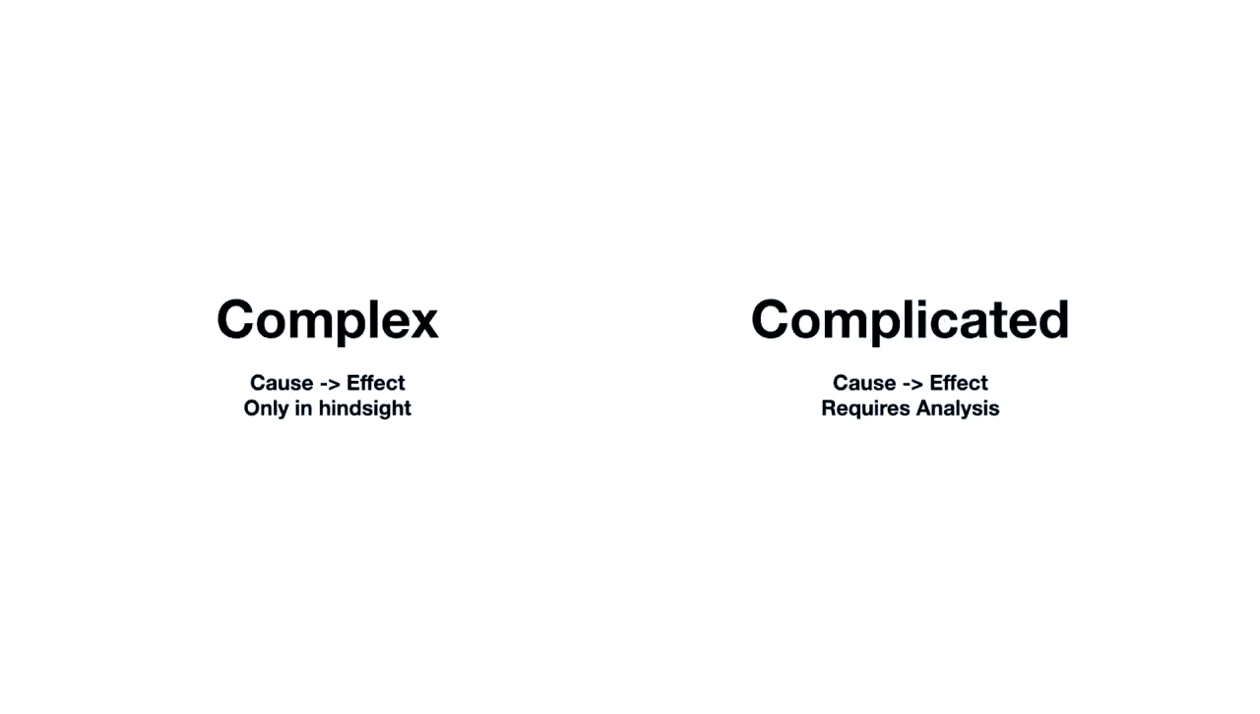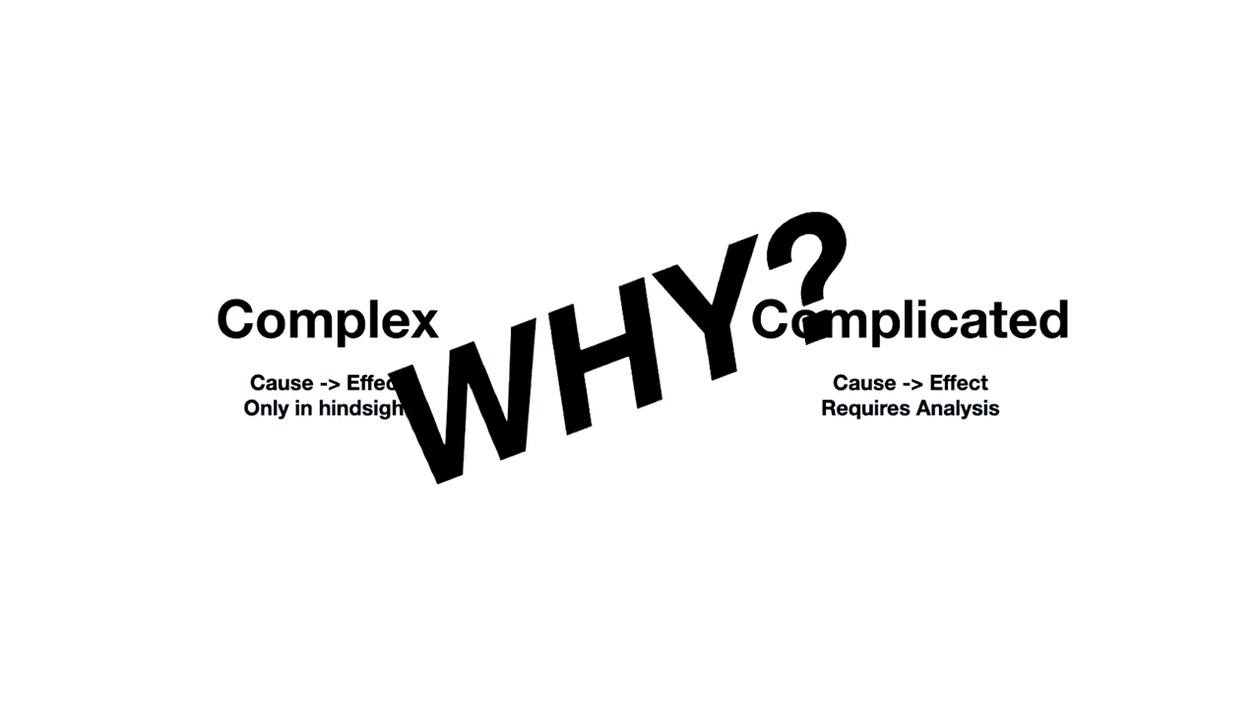Text: complex, cause with arrow pointing to effect, only in hindsight; complicated, cause with arrow pointing to effect, requires analysis. So for our purposes here, let's focus on differences between complex and complicated as the way they're framed here. And this is a crucial distinction to understand. So we're going to spend some time.